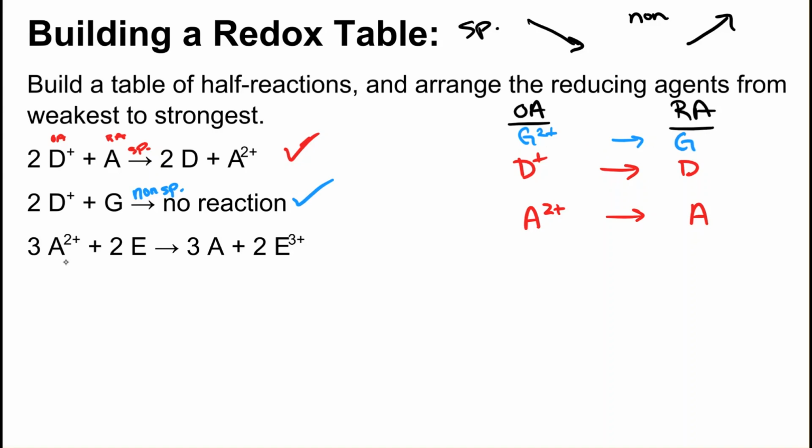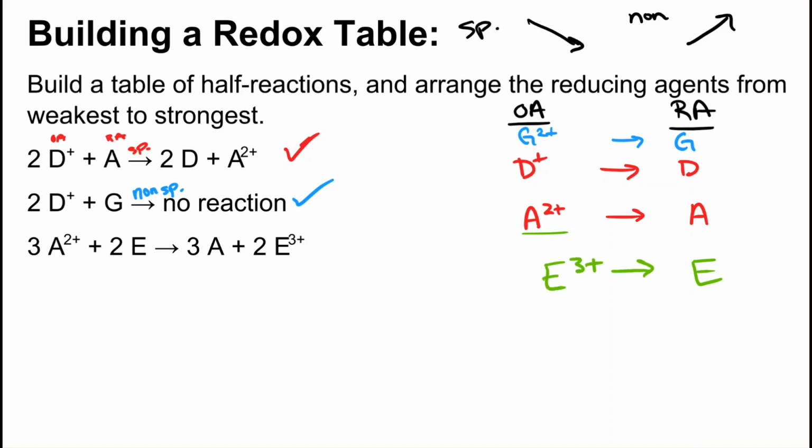Let's move on to A2 plus and E. A2 plus and E make a spontaneous reaction. So let's take a look at A2 plus. A2 plus is right here. E, in order for it to be spontaneous, has to be below A2 plus. It's got to be a spontaneous or downhill reaction. So that means E is going to be below A, and it turns into E3 plus.